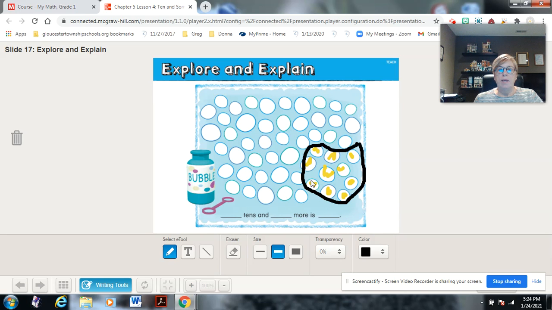All right, and as you can see, the bubbles don't really follow too much of a line pattern here. See how that's in there? So take your time, and then when you come back, you'll have written down how many 10s and more and what the number is. Okay, so pause and finish and come back and check.